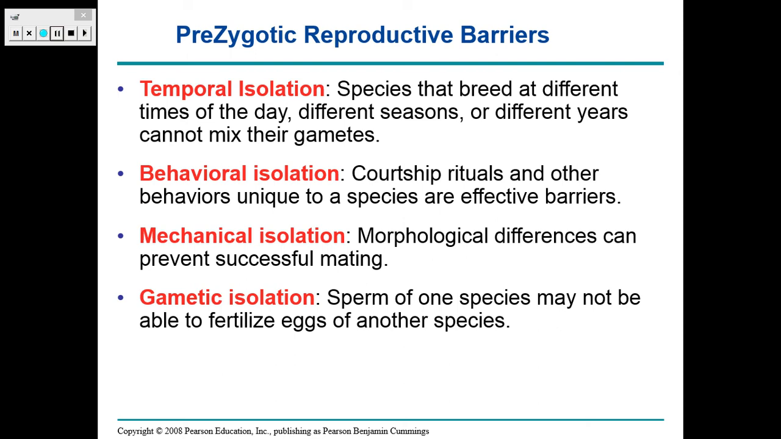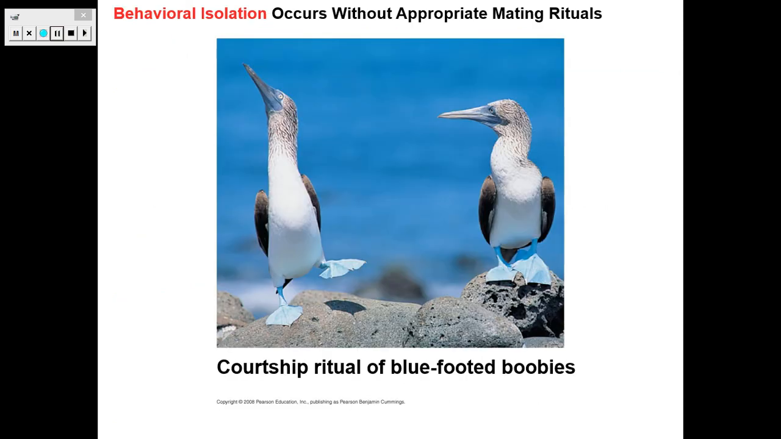Now, we also have post-zygotic barriers. Oh, let's do the pictures here. So these are the blue-footed boobies, which are always fun to look at, but they have courtship rituals, mating rituals that enable mate recognition. The things they do signal to others in their species, hey, we're of the same species, come mate with me. Okay, so that's what we mean by behavioral isolation.